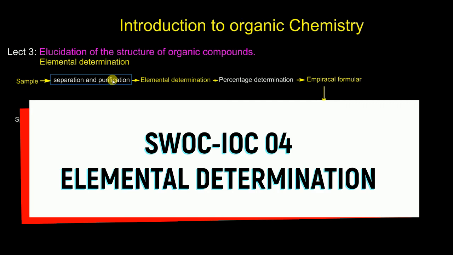Now once we get the purity out, the next step is to do the elemental determination, what's called the identification. We will go and identify the various elements within the organic compound.